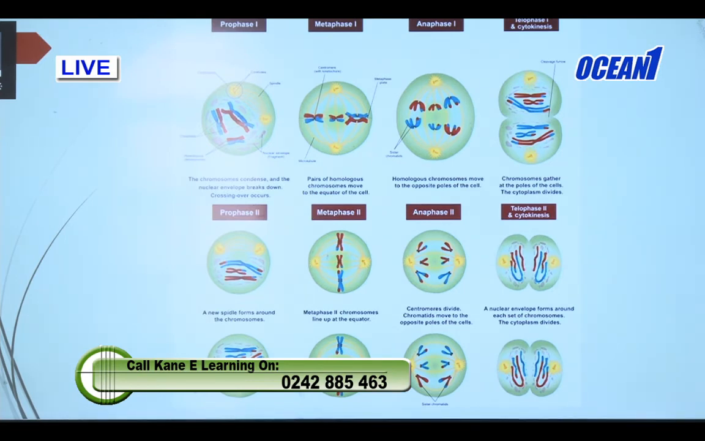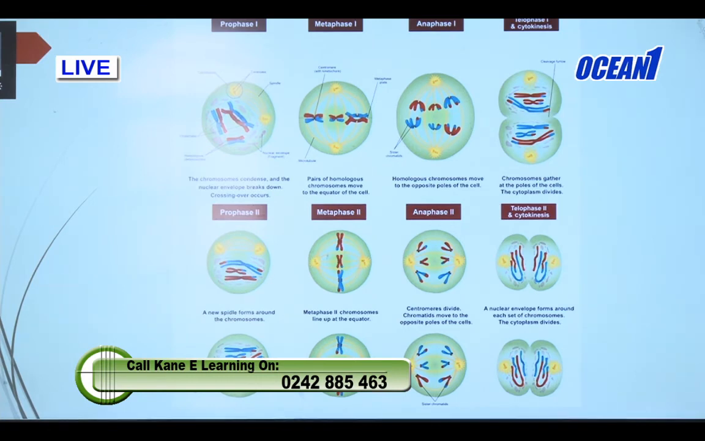So from then, the cell briefly enters into a resting state where there is no S phase, where there is no DNA synthesis. So they are not going to synthesize the DNA again. When that happens, the cell enters into prophase 2, right? Under prophase 2, we said that it is similar to the prophase in mitosis. So what happens? A new spindle fiber forms around the chromosomes. Then when that happens, the cell now enters into metaphase 2.